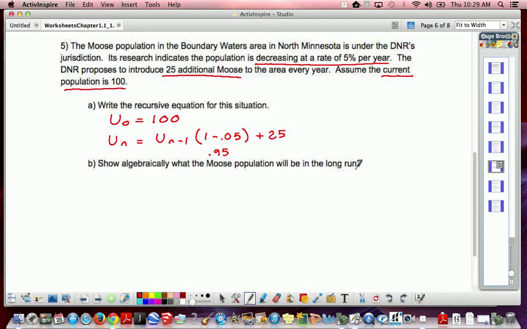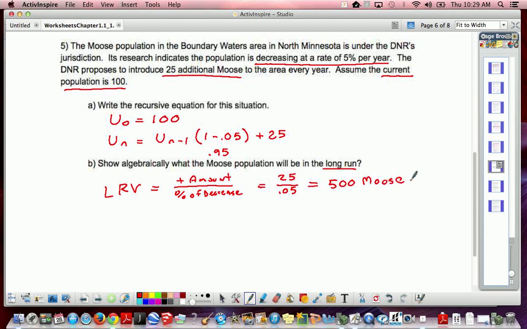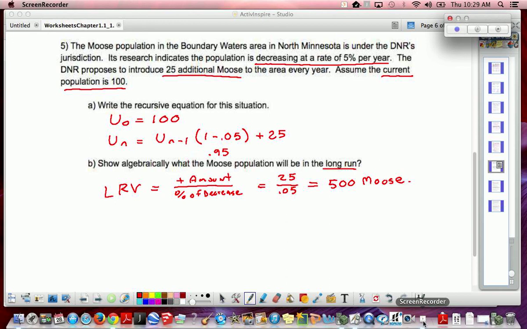Part B then, again, asks for the long run value. So long run value, again, is the adding amount divided by the percentage of decrease. So we were adding 25 moose. It was decreasing by 5% each year. Type that into your calculator and you get 500 moose. All right, so that ends page 2.